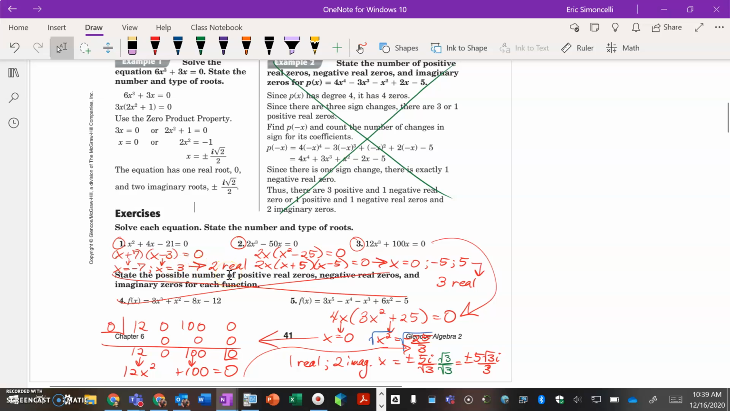So two real roots. Number 2, this cubic has a GCF of 2x, which leaves you with x squared minus 25 upon factoring. Notice it's still equal to 0. You can set 2x equal to 0, and you get x equals 0.